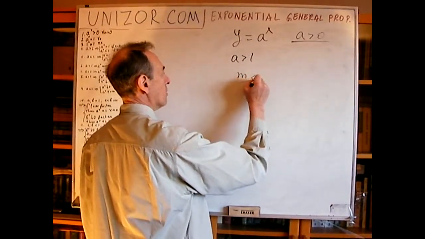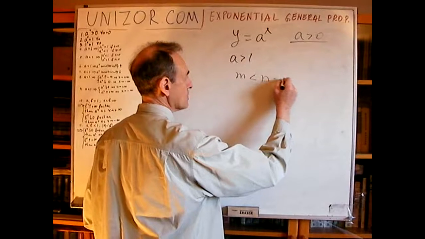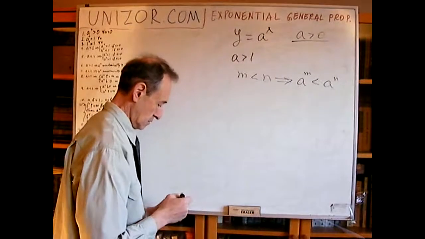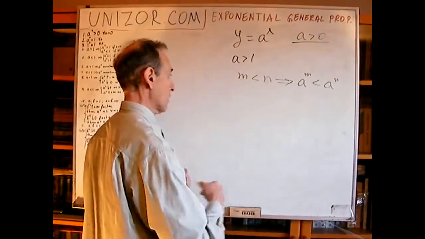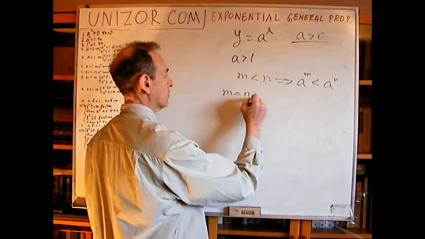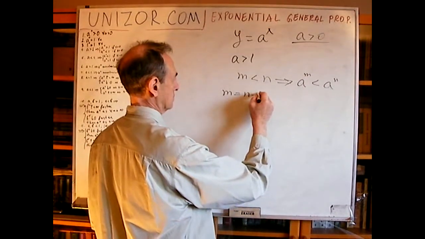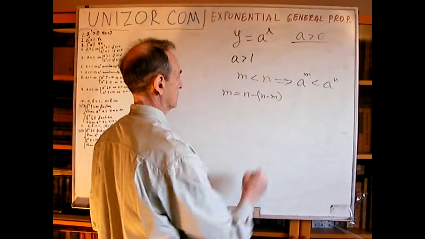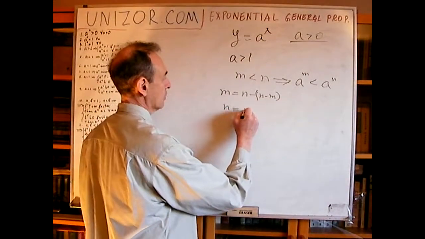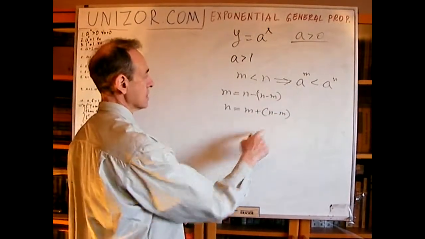So let's say m less than n. I will prove that if this is true, then a to the power of m would be less than a to the power of n. How can I prove that? Well, very easily. Since m is less than n, then n is equal to m plus n minus m. Same thing. So I will use this, actually.